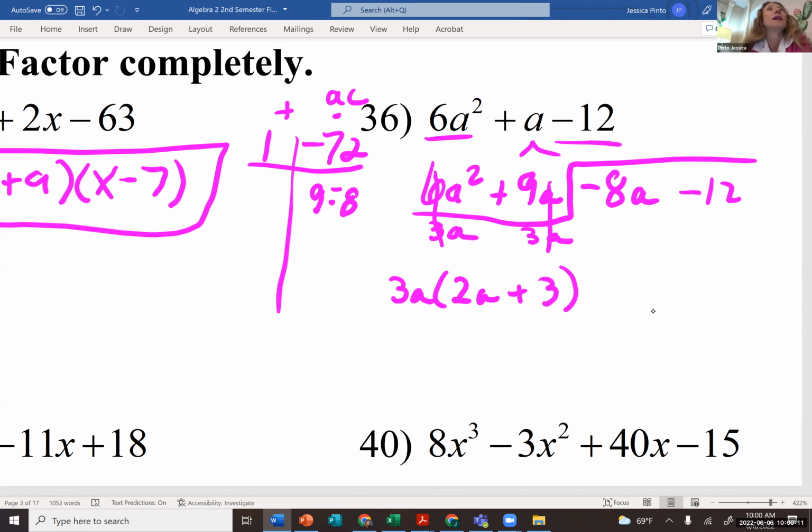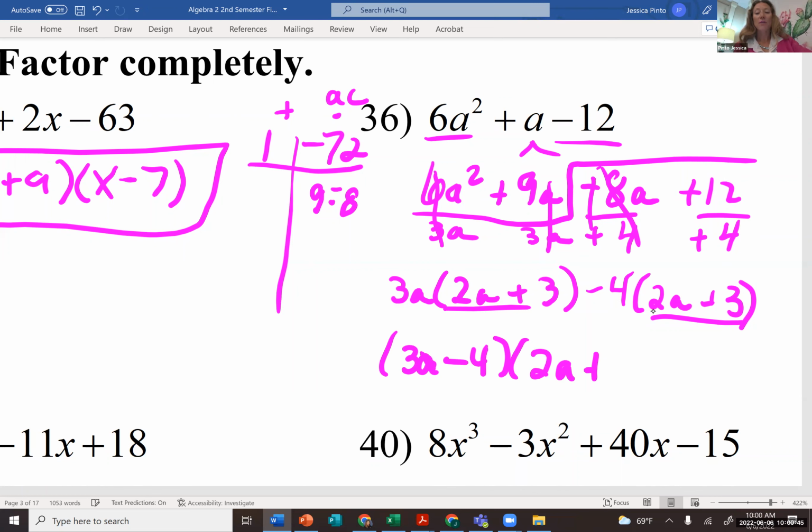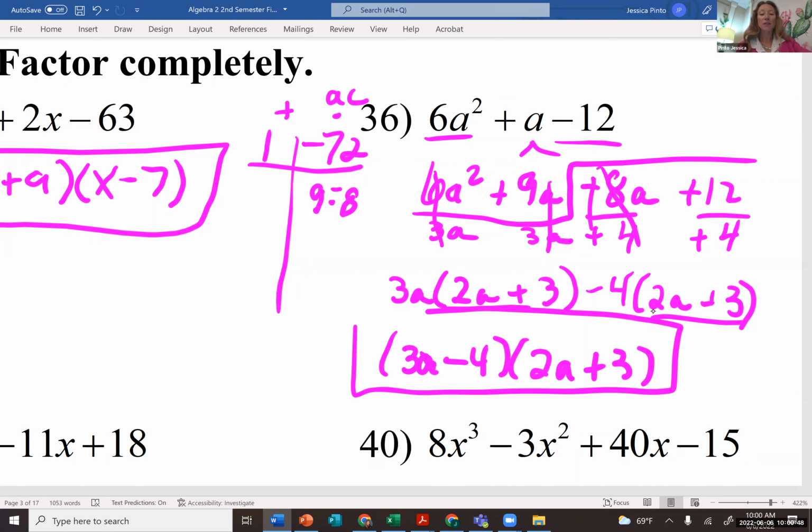Awesome. Now, on those last two terms, I see that it leads with a negative 8, so I'm going to take out a negative. And it's going to be negative 4 that I can divide both 8 and 12 by. And that's going to give me positive 2a and then positive 3. Awesome. The binomials need to match when we're using this factoring pattern, and they do. So when they match, I write the numbers out front together, 3a minus 4, and then 2a plus 3. This is our final factorization.